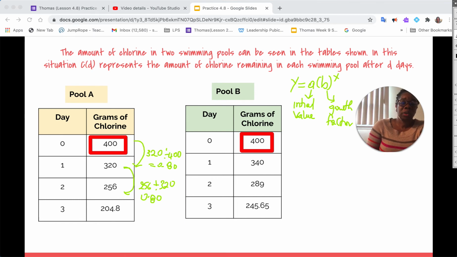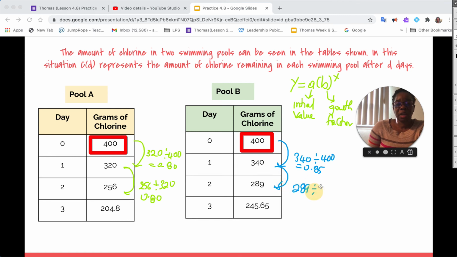And I would do the same thing for table B. So I know my initial value, but what do I do to figure this out? It would be 340 divided by 400. What does that give me? That is 0.85. Moving from 340 to 289, that would be 289 divided by 340. So you're always dividing by the previous output value. That's going to give us 0.85. All right, so now we have established the initial value and the growth factor in each of these cases.